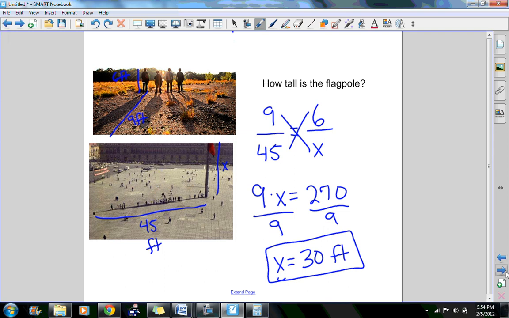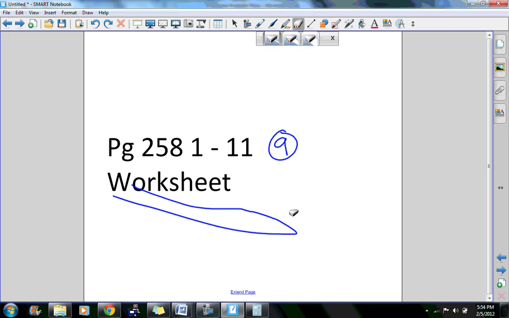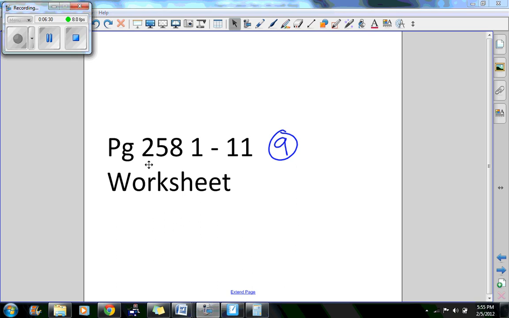All right? So now we go to our problems. You have page 258, 1 through 11. Okay, so there's 11 problems there. You need to get 9 right to move on. And then there is a worksheet. If you don't get done, you'll need to get the worksheet from me. Alrighty, I promise you it's going to be short. There you go.